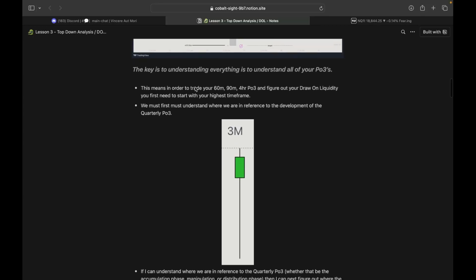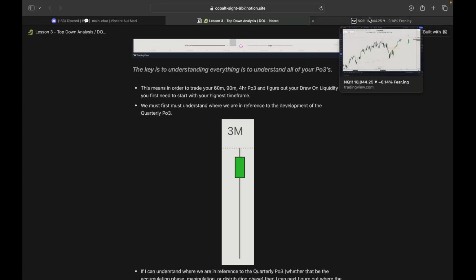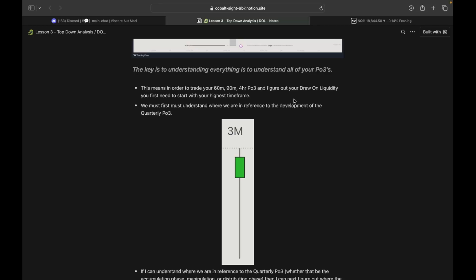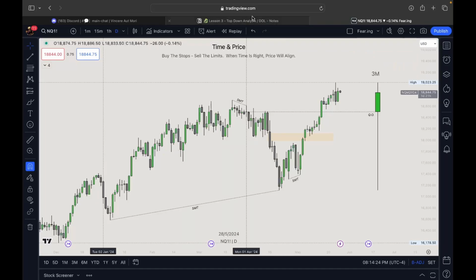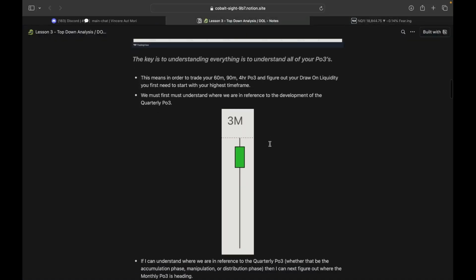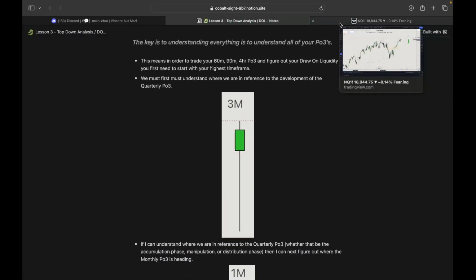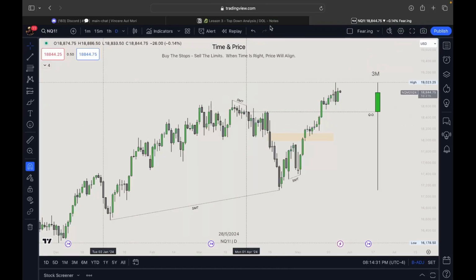This means if we are trading 60-minute, 90-minute, 4-hour Power 3s and figure out your drawn liquidity, we need to start with our highest time frame. To me, the highest time frame that I look at is the quarterly Power 3, the 3-month candle. Now, I'm not looking at the 3-month chart. I'm looking at the daily/weekly and looking how we can utilize it in a Power 3 concept.